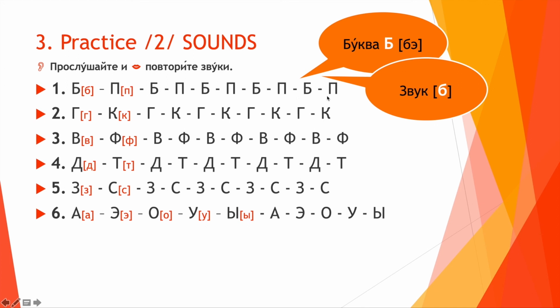So try to do that. This exercise is on contrast between similar sounds in Russian. Like B, it's a little bit more expressive. P, it's a little bit deafer, I'd say. Okay. Again, B, P, B, P.